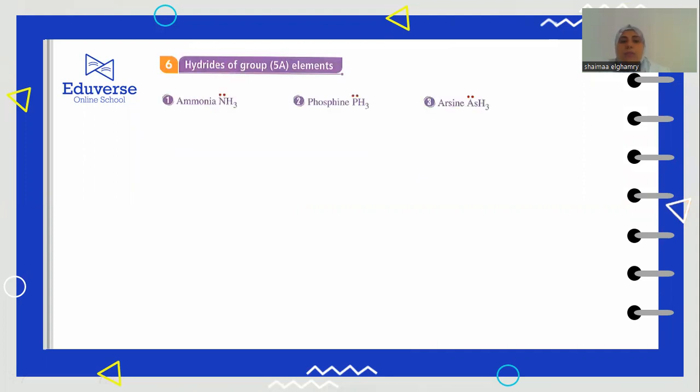Hydrides of group 5A: ammonia, NH3, phosphine, PH3, and arsine, AsH3. These are the hydrides of this group. These hydrides have a free lone pair of electrons, so they are able to form a coordinate bond with any hydrogen ion. So they dissolve in water, forming NH4OH with a coordinate bond and form a basic solution.